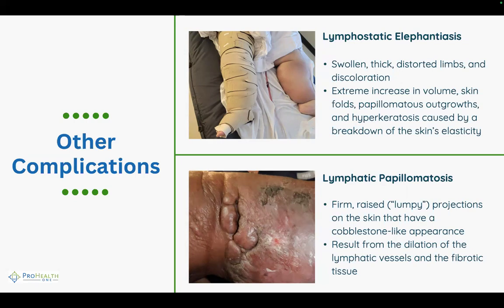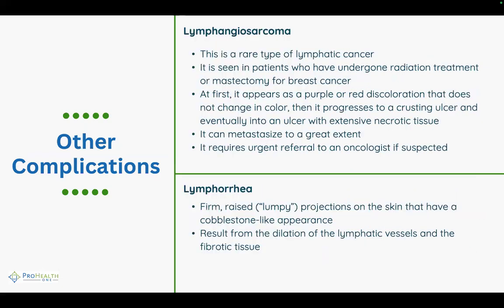And then, besides just the swelling in the limb itself, you get this papillomatosis, which is just firm, lumpy projections on the skin that gives it that cobblestone-like appearance we've alluded to before. This results mostly from dilation of lymphatic vessels and the inflammation that makes the vessels and tissues very fibrotic. So you get this cobblestone appearance that can be disfiguring, but it's usually something very permanent with later stage lymphedema. And then there are other complications to also know about.